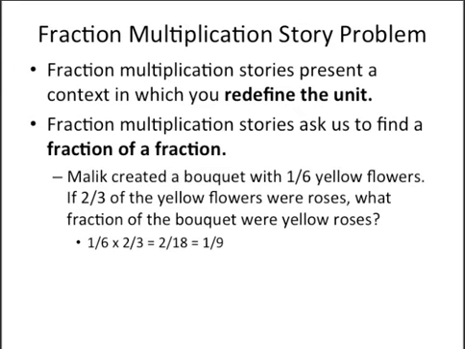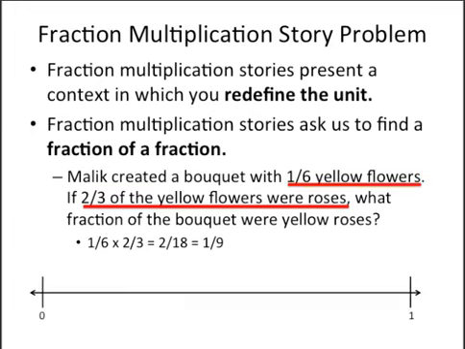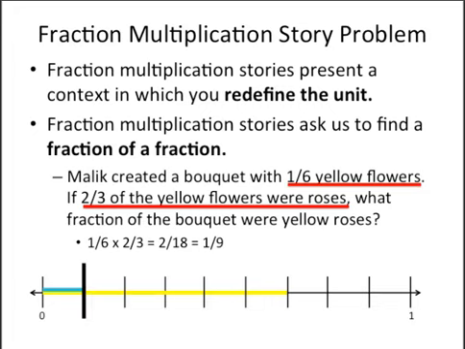So we can solve this by multiplying. 1/6 times 2/3 equals 2/18, which simplifies to 1/9. And as we've seen with our visual representations, we can start out by finding 2/3. So we're looking for 1/6 of 2/3. We start with 2/3, and then we divide that length, 2/3, into 6, and we're looking for 1/6 of 2/3, which, as we can see on our number line, is at the point 1/9.